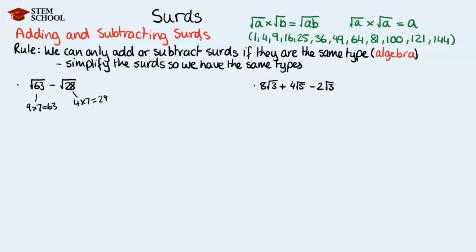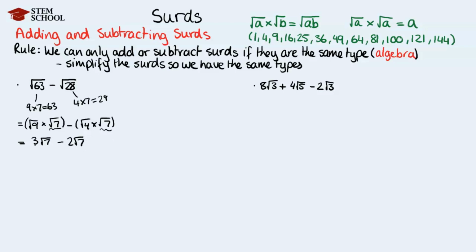So same as before, we rewrite it in this rule, rule 1. Okay, so we can write root 63 in this form. So we have root 9 times root 7 minus root 4 times root 7. Okay, and you'll notice here that we have a root 7 here and a root 7 here. This means that we have like surds and we can subtract them. But first of all, we can actually simplify this down. So we have root 9 can be simplified down into 3. So we have 3 root 7 here. And then the root 4 can be 2. So 2 root 7. So we have two like surds, so we can simplify it.